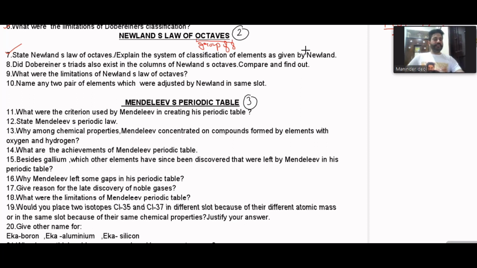When Newlands started his work, a total of 56 elements had been discovered. When all elements are arranged in increasing order of atomic mass, he found that every eighth element has properties similar to the first element. This is his theory, and he made his periodic table named Newlands' table. Clear now what his theory was?